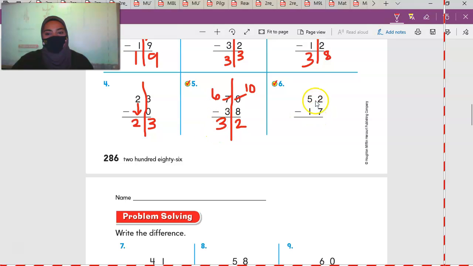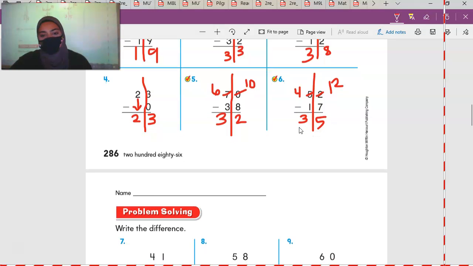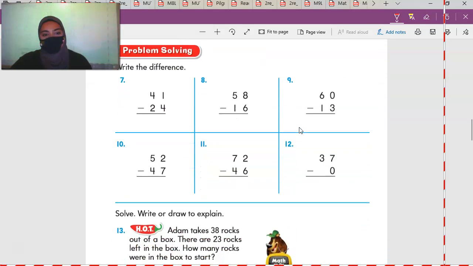Okay, number 6. 2 take away 7. Can I do that? No. You have to regroup. 5 becomes a? 4. And 2 becomes a? 12. 12 take away 7 is? 5. 4 take away 1 is? 3. What's your answer? 35. Very good. Good job. You guys have gotten really good at this.